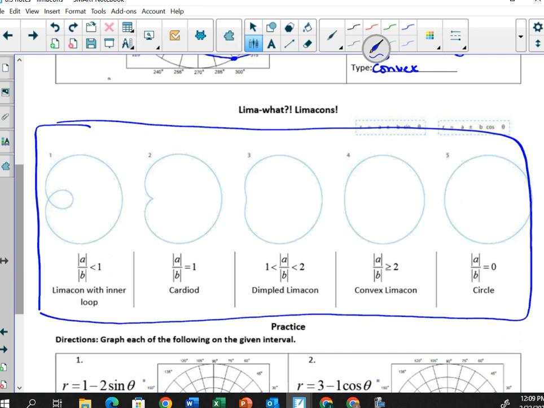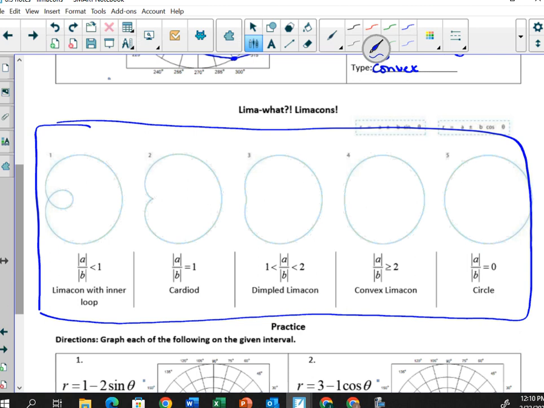Okay, tiny bit. Guys, I also think, to help me remember the order they go in, I think of it being like a balloon. So inner loop is like a balloon that's all folded in on itself, and then you put a little bit of air in it and it becomes the cardioid shape. A little more air, dimpled, a little more air, convex. Filled completely is actually a circle. The only way a circle happens is when A over B is equal to 0. So what does that mean for A? There is no A, which is what we were graphing last time.